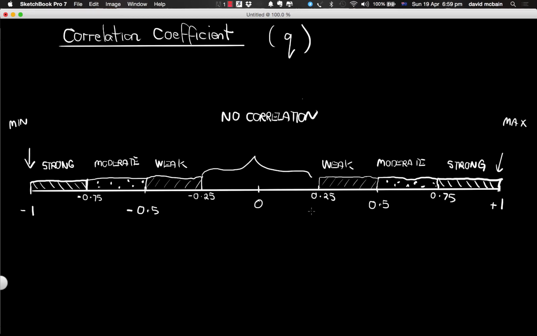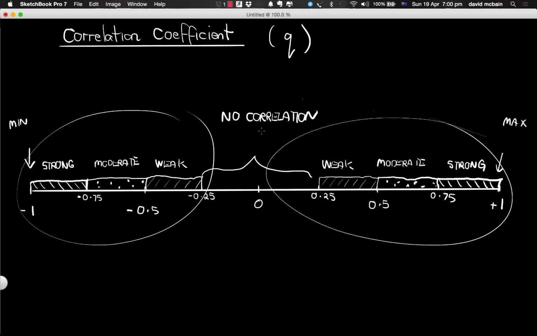So that's what the q value means. It's a number that we can calculate that tells us how strong or weak the relationship is between the two variables and whether it's a negative relationship or a positive relationship.